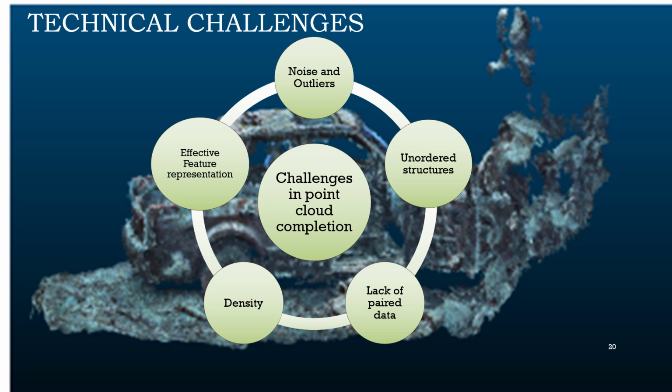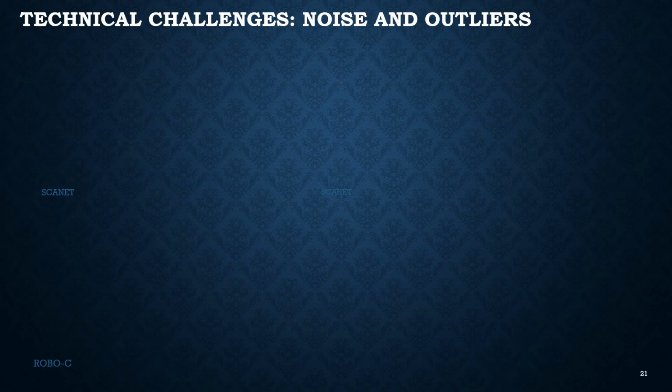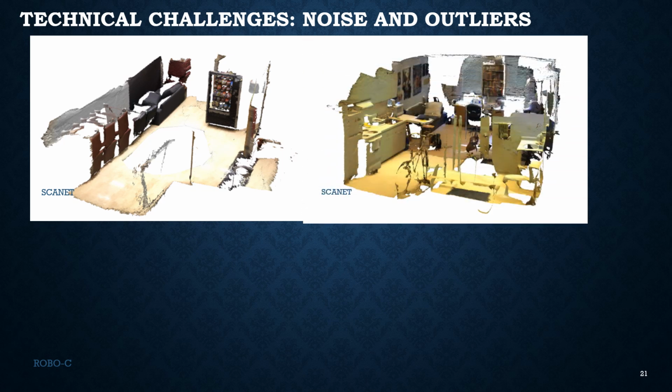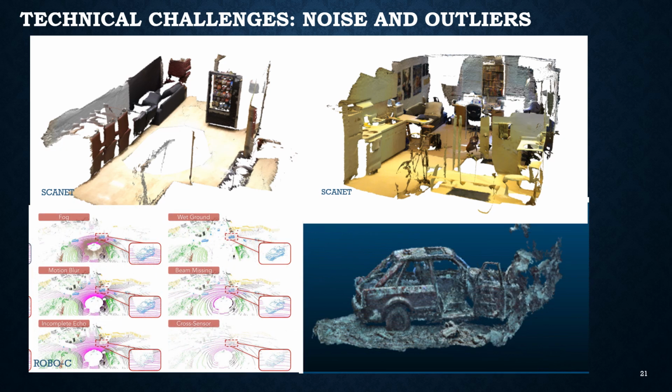Here we discuss the technical challenges in the field of point cloud completion that were identified during our survey. These challenges arise from the properties of point clouds and are grouped as follows: noise and outliers, unordered structure, lack of paired data, density, and effective feature representation. Point cloud data of real-world objects acquired from sensors and cameras are often noisy and full of outliers. Current completion works assume clean point clouds and avoid the noise issue altogether. This approach affects the performance of the completion algorithms on real-world datasets. The limited works that try to deal with noise in point cloud completion are discussed in detail in our survey.